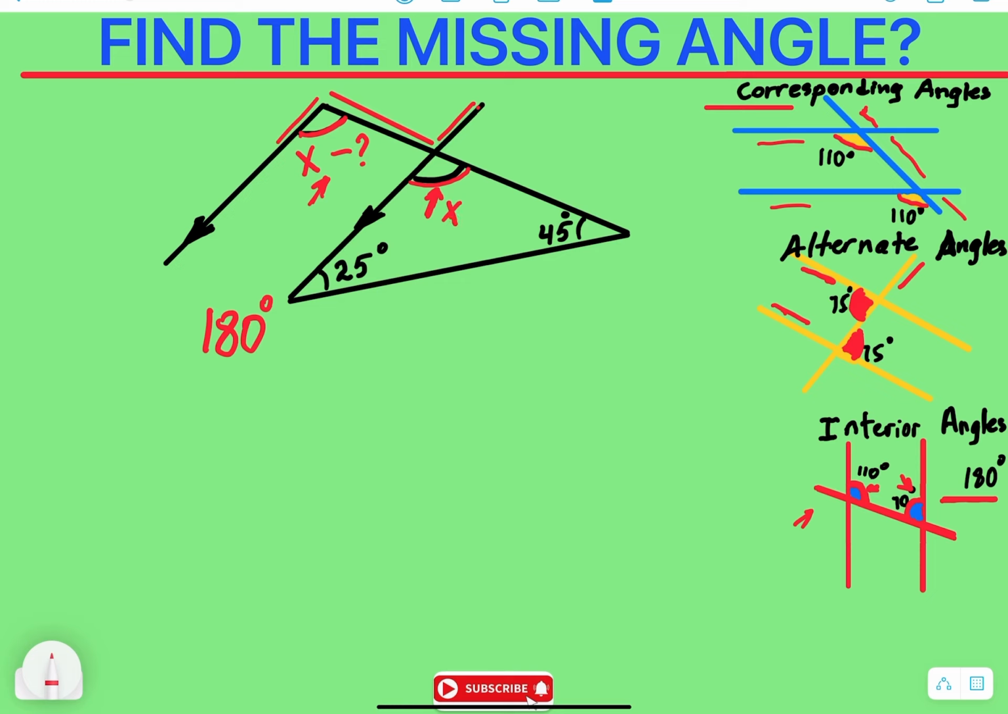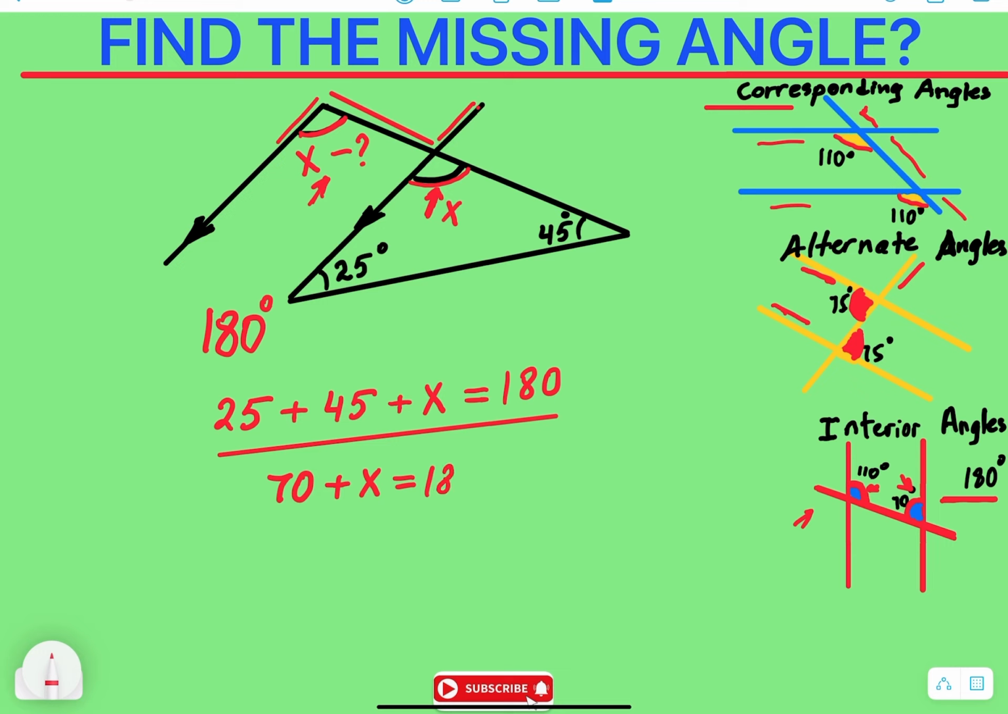Let's name this x too because they are equal to each other, and we will have this: 25 plus 45 plus x equals 180 degrees. Now we have this equation, we can find x from here. 25 plus 45 will be 70, plus x equals 180. Now we have a one-step equation.